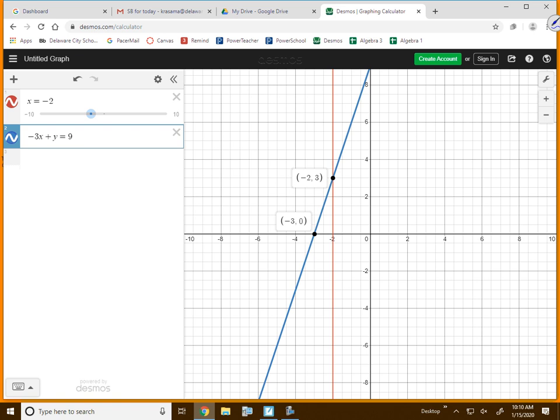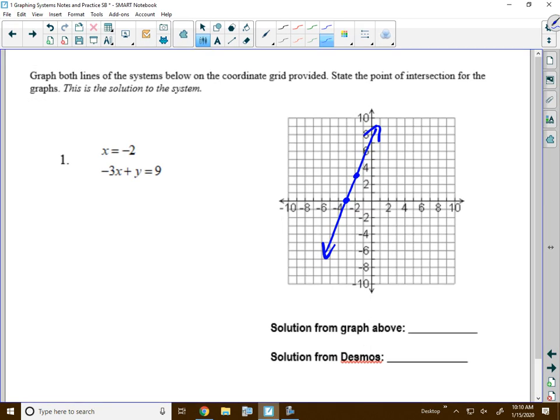Then the red line is actually pretty easy. It's just x equals -2, so it will be a vertical line through x equals -2. Now, both lines intersect at what point? -2, 3. And our solution from Desmos was the same, -2, 3. Now, technically, we didn't need Desmos to help us graph that. We could have graphed it just by knowing.